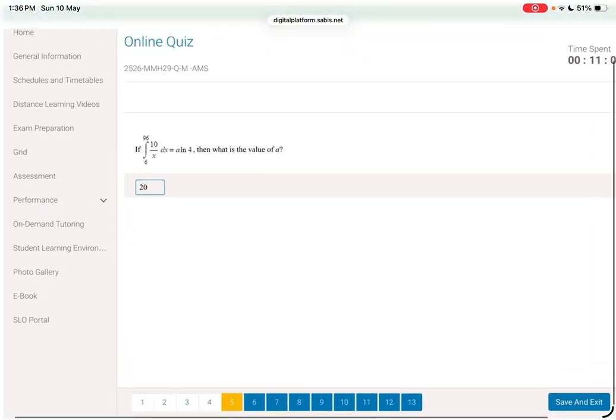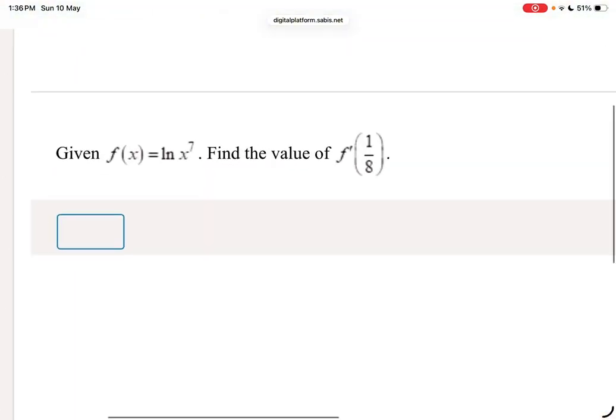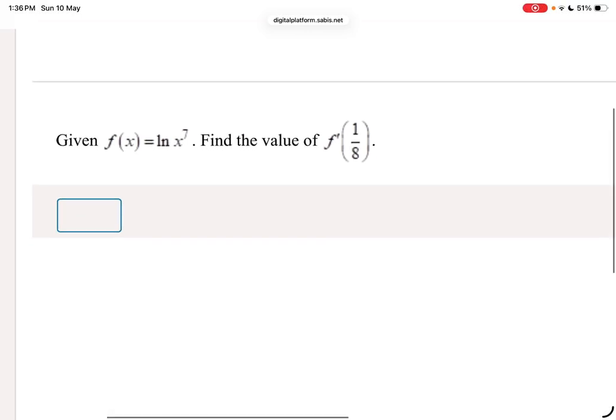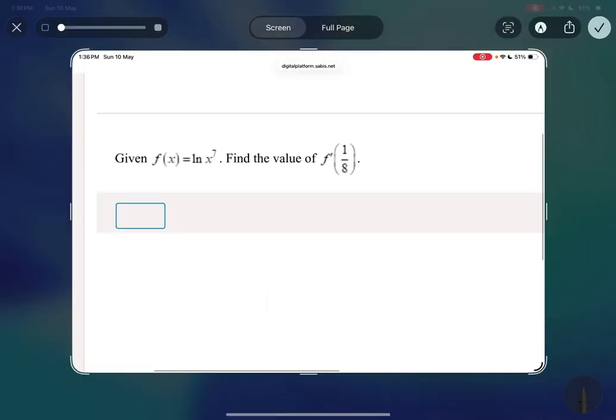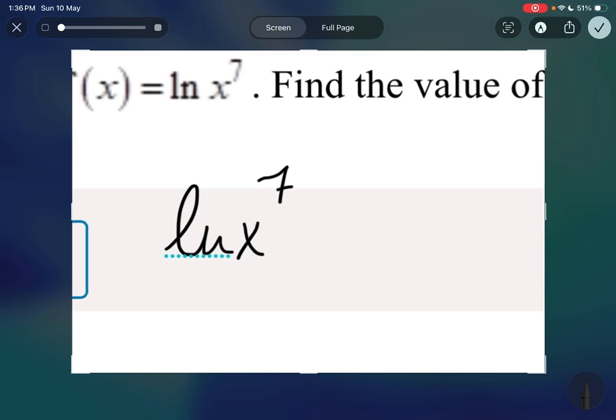Ln is 20. Question number 6. Here they want us to find, they gave us f of x is ln of x^7. Find the value of f prime of 1 over 8. So they want you to find the derivative and then replace 1 over 8 as x. So here ln of x^7 is what? Ln of x^7 is 7 ln x, right?